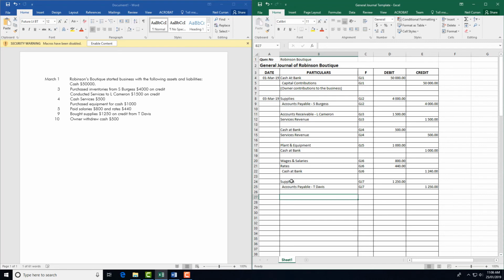And last entry is owner withdrew cash. So when you see the owner, two types of accounts could happen with owner. They're either withdrawing money, which is drawings. Key word to give away here is withdrew. Okay, so it is a drawings. Now drawings has a debit nature, and since we are having more drawings taken out of the business, it's going up, so it's debit. And when you see cash again, obviously keyword there, cash at bank going down.